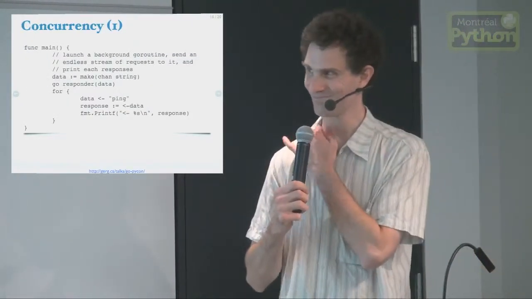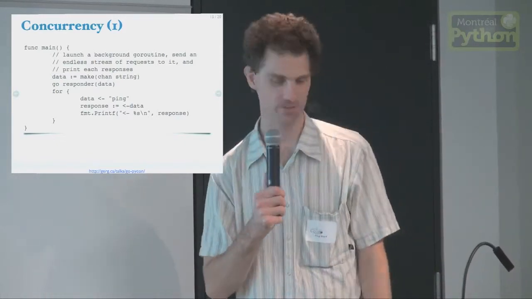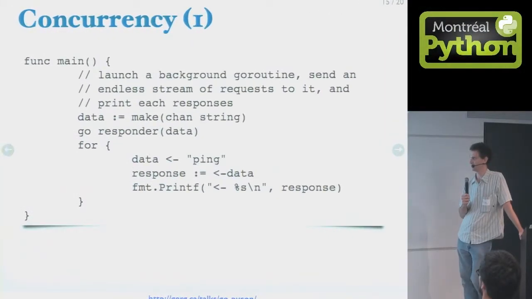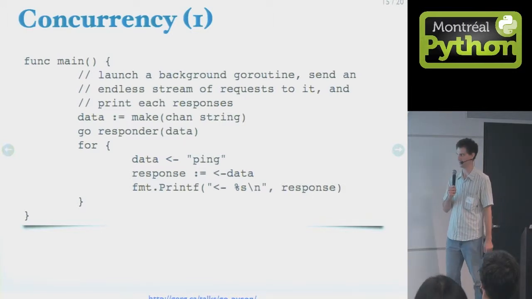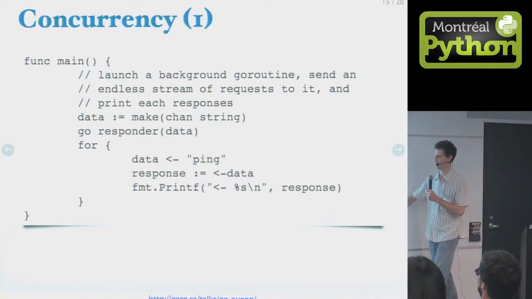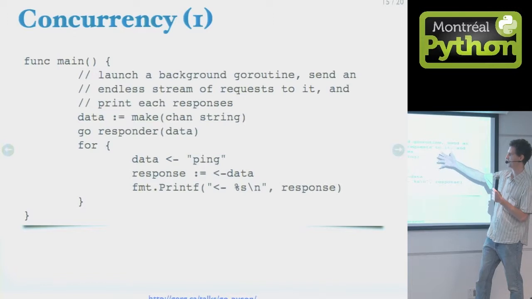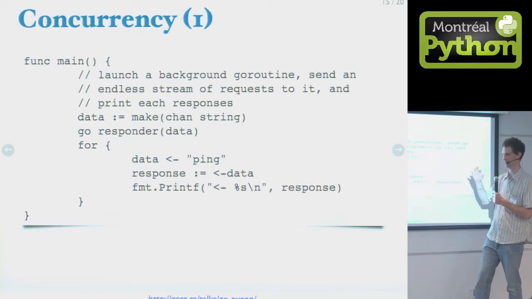So, concurrency. This is just about the simplest example of concurrency I could come up with. It's all based around channels and Go routines. And if you think Go routine sounds like coroutine, that might not be a coincidence. So here's the idea. What I'm doing here is I'm going to have two Go routines. They're a lot like threads or processes, but they're not exactly. That's why they have a different name.